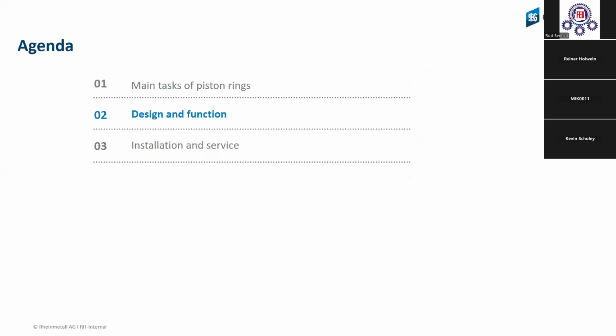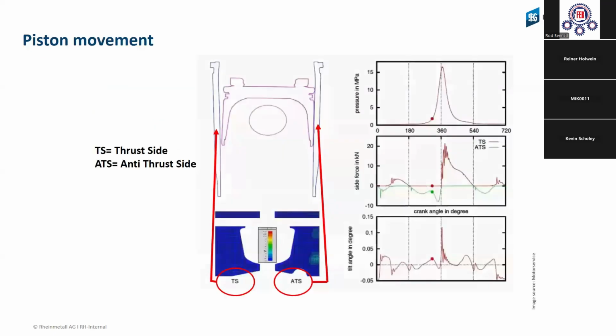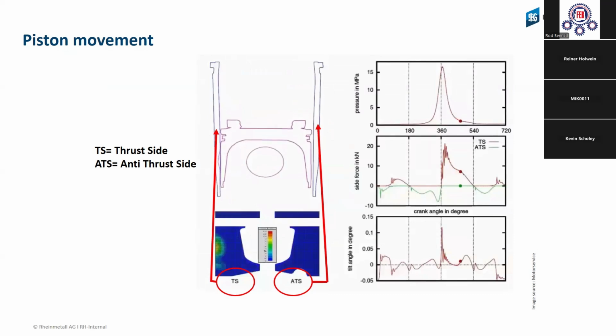Design and features or functions. Here you see a piston, it's running up and down, and then we have the clearance between the cylinder bore and the piston. And this clearance also allows the piston to move to the left and to the right side, depending on the angle of the crankshaft and the conrod.